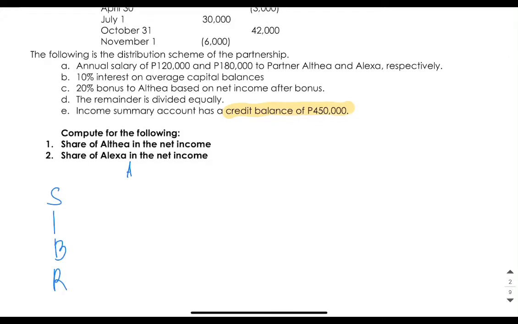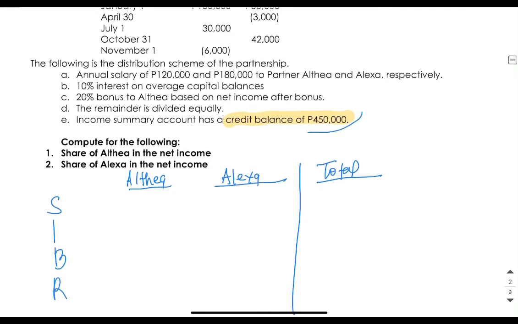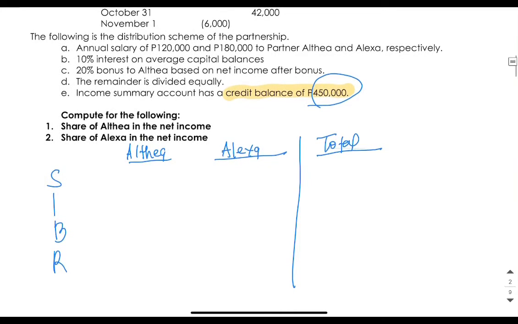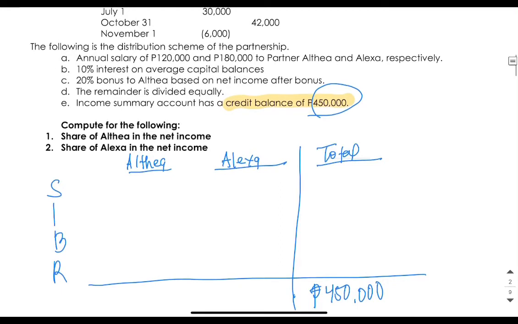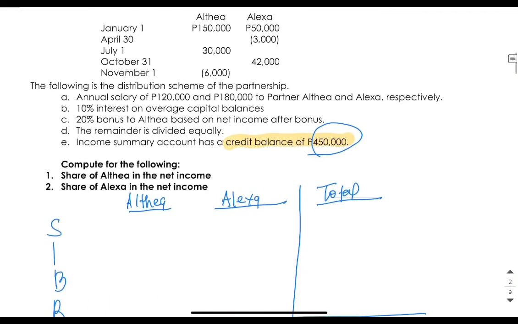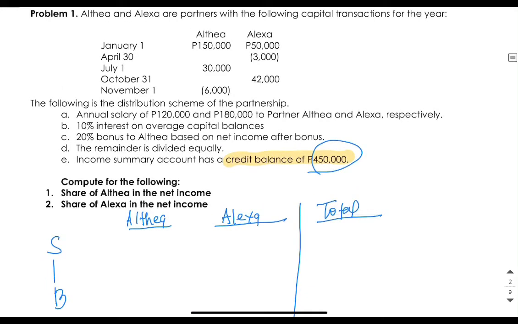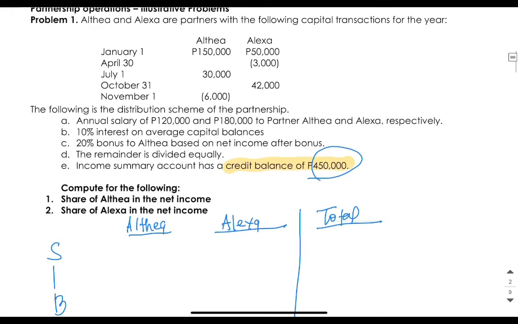So Althea and Alexa, and total. Okay, so we're going to distribute 450,000 as our net income. So first, salaries. Annual salary of 120,000 and 180,000 to partners Althea and Alexa respectively. For salaries, please check if the given is annual and kindly determine if the accounting period is for a year. Since this is for a year, there's no problem.